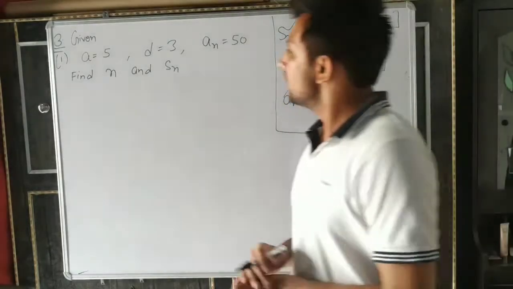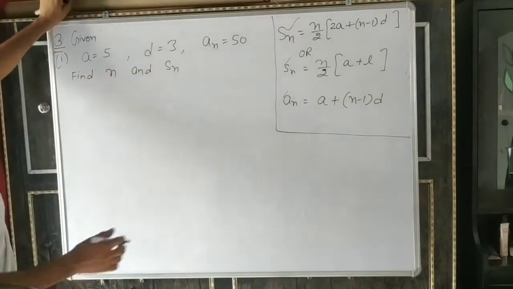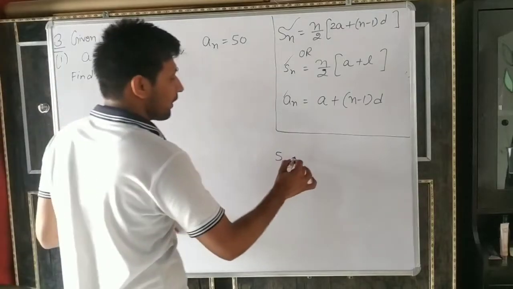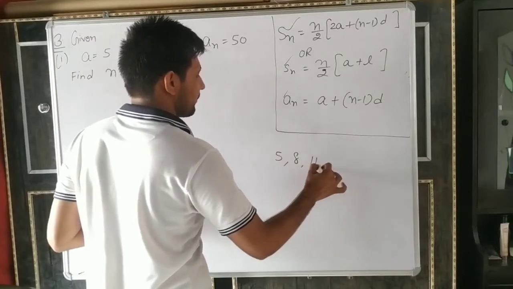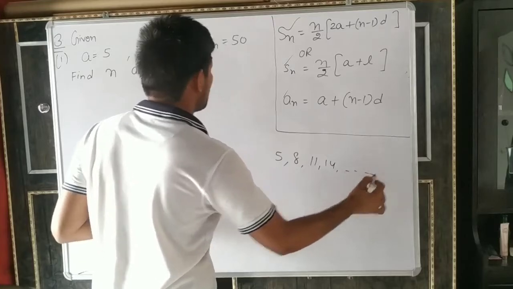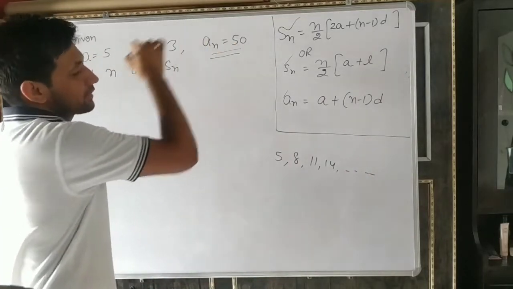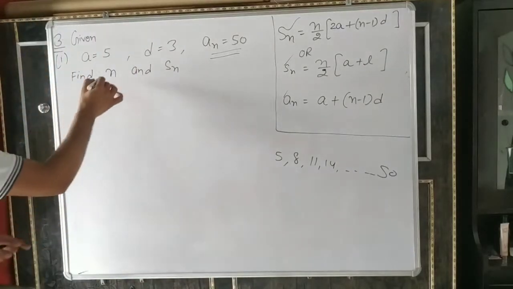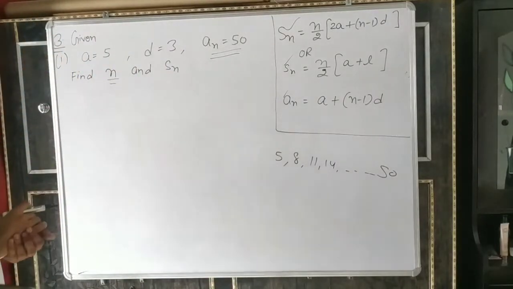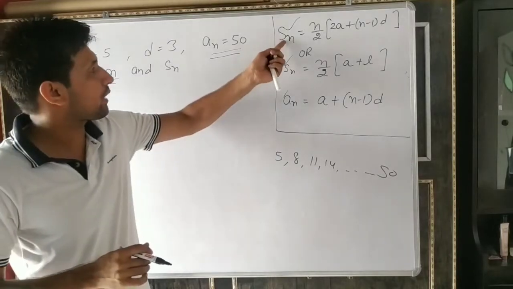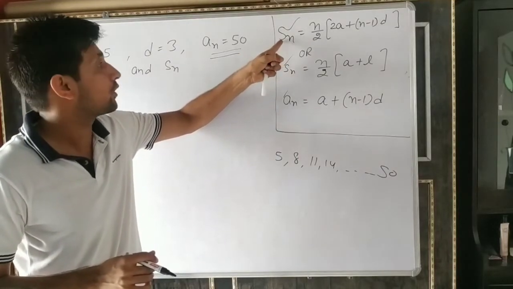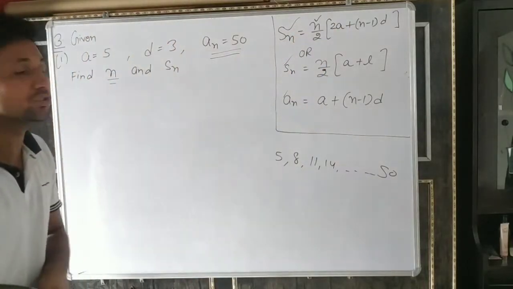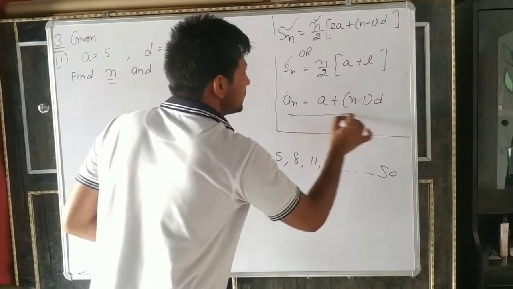So look, a is 5. It is an AP like this one. a is 5, d is 3. So next is 5, 8, 11, 14 and so on, and an, the last term of this AP, is 50. It is given. Now we have to find n. So how to find n? Either we will use this formula. If we use this formula, to find n, dear, we need Sn, but Sn is not given. Therefore we will use this formula.